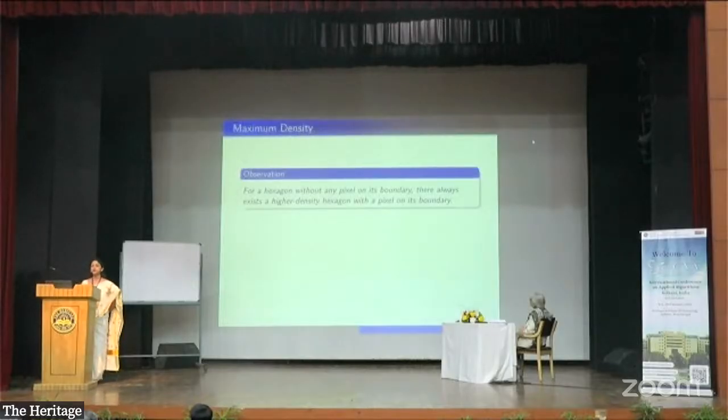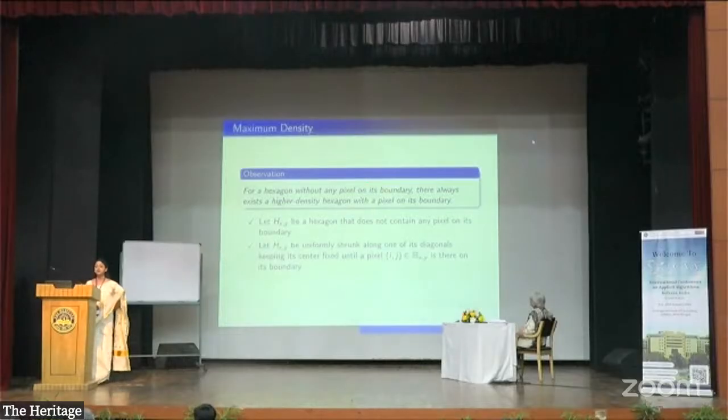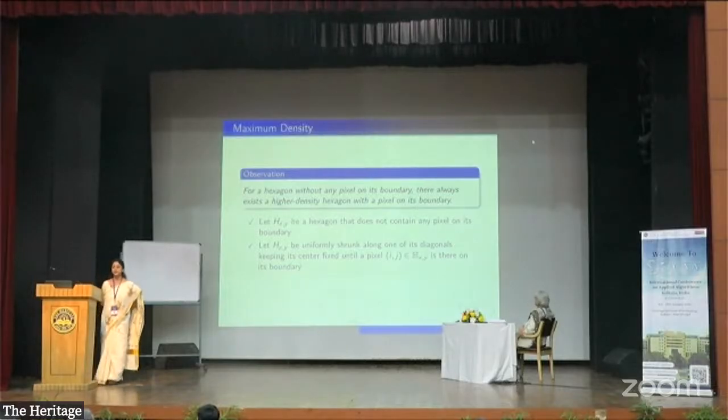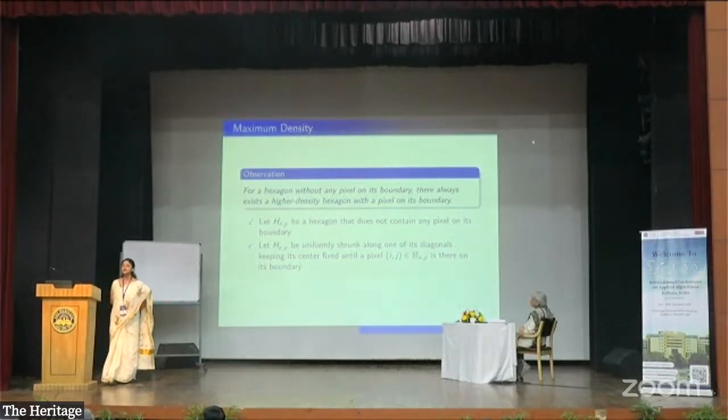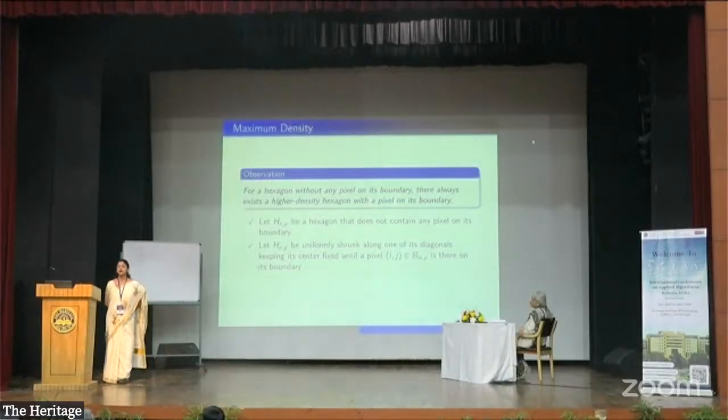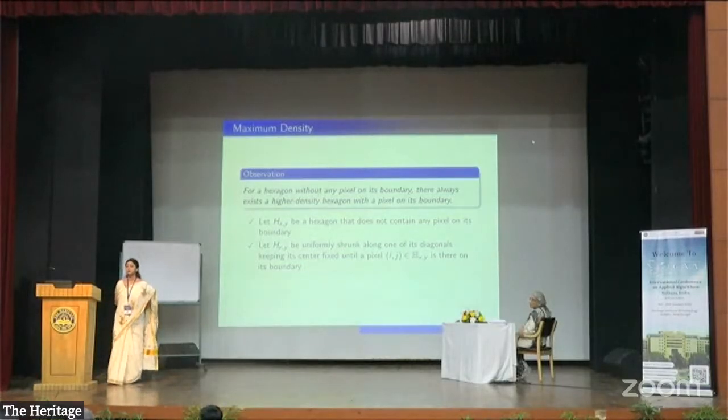So before proving our different lemmas and theorems, we have made a very crucial observation. For a hexagon without any pixel on its boundary, if we shrink the hexagon along one of its diagonals, keeping its center fixed until it reaches a point on its boundary, then we will get a hexagon with the same number of pixels but lesser area, which results in a hexagon of higher density. So we need to remember that any candidate hexagon with maximum density will always be the one which has at least one point on its boundary.